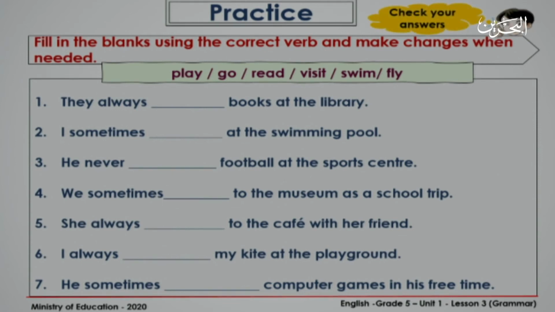Now let's check your answers. Number one. They always read books at the library. We didn't add an S to the verb. Why? Because you have they. Very good. Number two. I sometimes swim at the swimming pool.